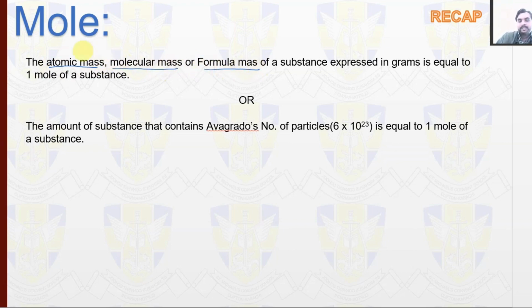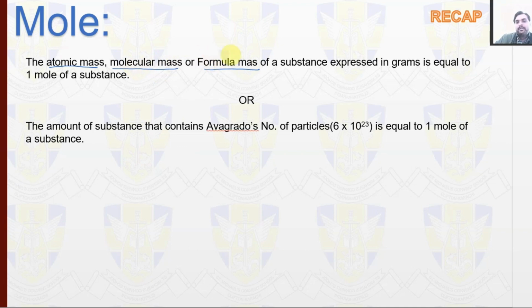Atomic mass is for the atoms which are present in the periodic table, right? Molecular mass is for the molecule. For example, if you make a molecule by combining two or more atoms, just like water, H2O, carbon dioxide, CO2, the mass of that molecule is known as molecular mass, right? And we have discussed various times how to calculate the molecular mass.